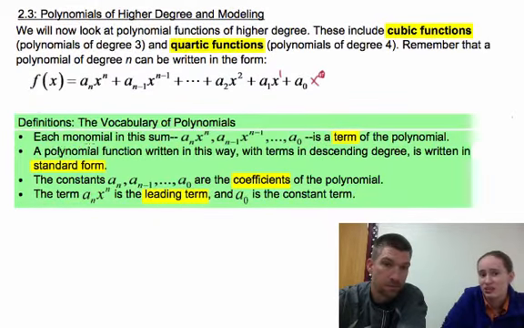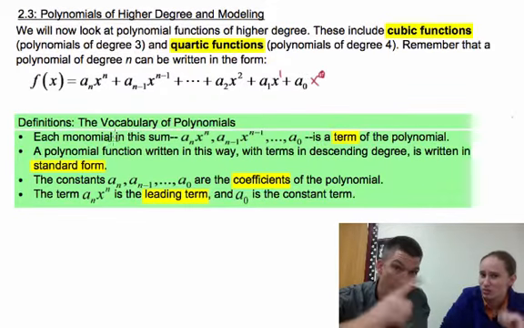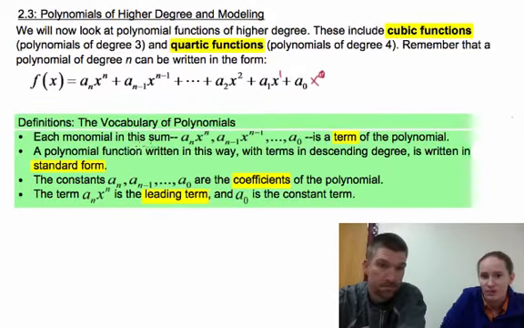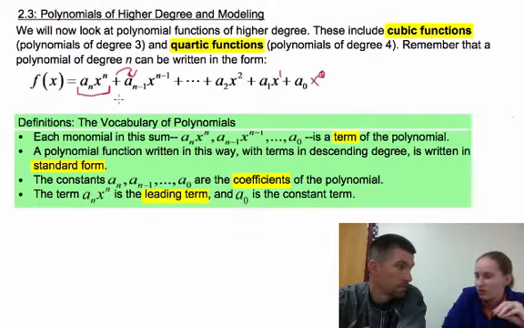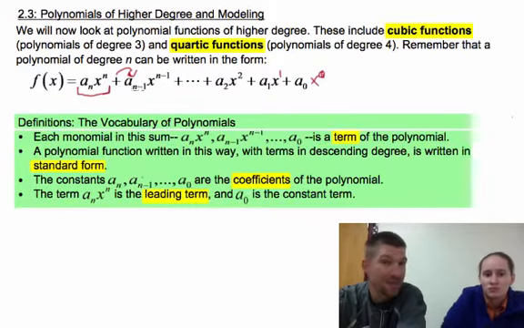Some definitions here. We talked about monomials last section: a monomial is a one-term polynomial. Each of these monomials is a term, so the leading coefficient and your x is a term. The coefficient always gets whatever sign is in front of it. If it was negative 3x to the third, that whole thing is one term, including the negative. The terms are broken up by the plus and minus signs, and there'd be terms in the middle here too.